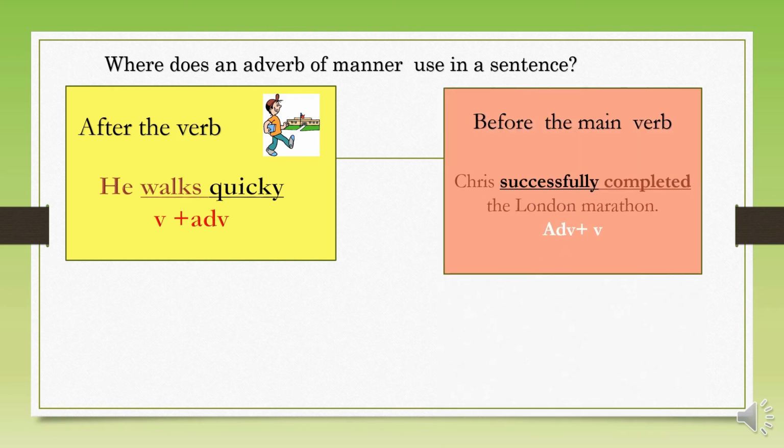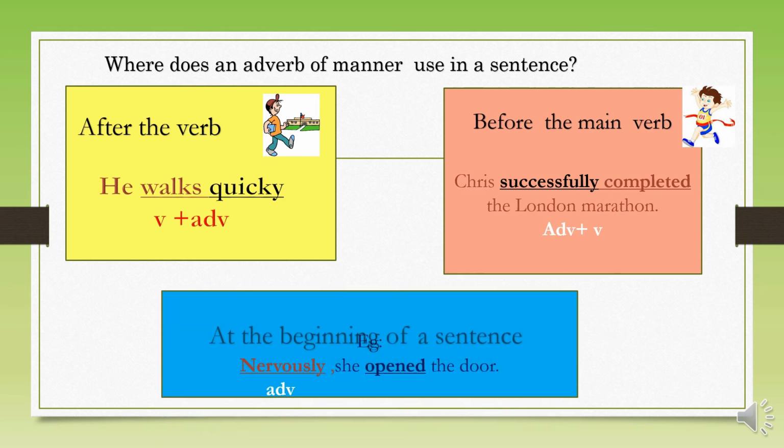Second one, before the main verb. If you want to emphasize the meaning of the adverb, you can use the adverb of manner before the main verb. Look at the example. Chris successfully completed the London Marathon. Successfully is the adverb, completed is the verb. In this sentence, the adverb successfully is used before the main verb completed.